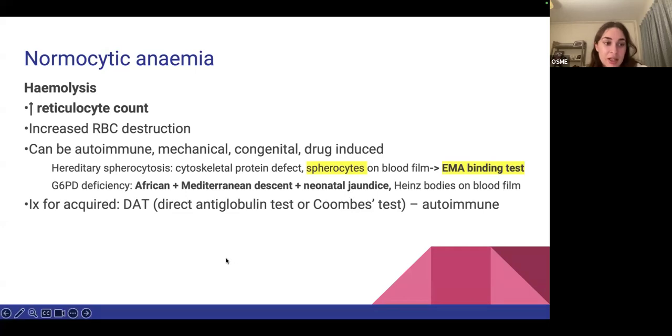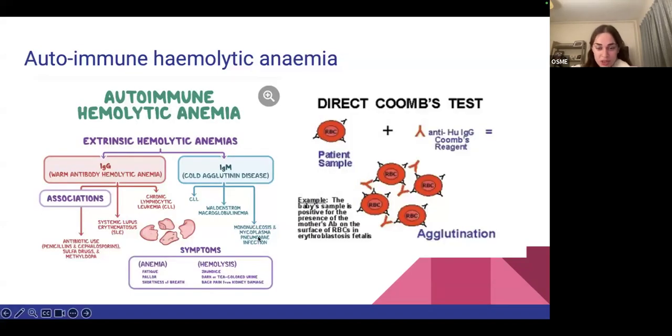The way you investigate for hemolysis, once you've seen this increased reticulocyte count, is that you do the Coombs test, and that's to test for autoimmune hemolytic anemias. The Coombs test works by the fact that in the patient's blood, they've got direct antibodies to the red blood cells. You then add this thing called Coombs reagent, which will bind to the non-antigen binding section of the antibody, and agglutinate. And then that's what's positive.